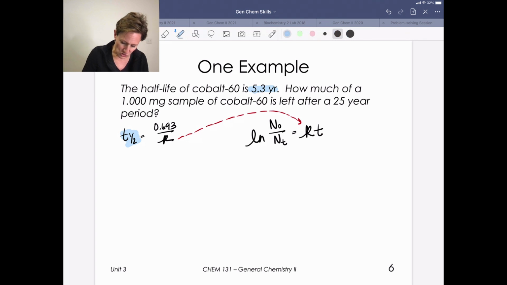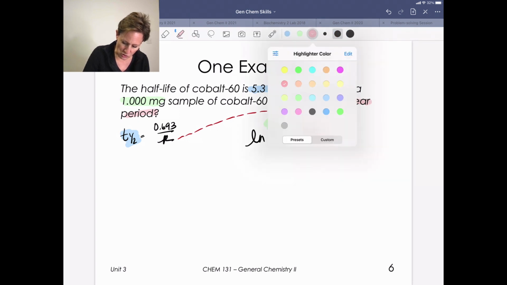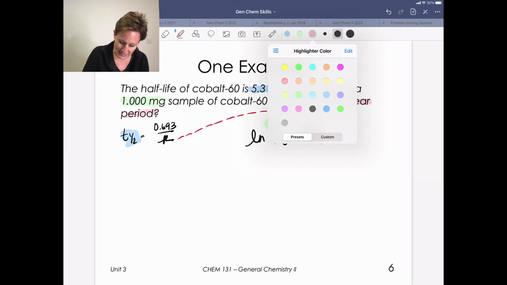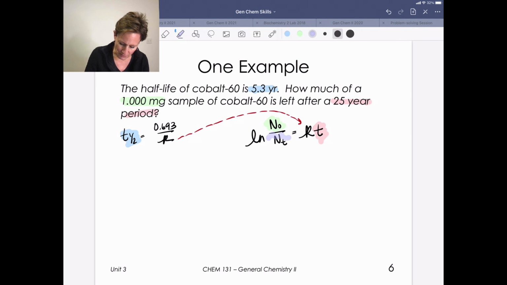So now let's just highlight the pieces of information that we have here. We start with 1 milligram of sample, so that's what we're putting in there. 25 years has passed, so that's going to go in here. And again, the rate constant we're going to get from the half-life. And then what we're interested in solving for is this last piece here, right? We're interested in solving for how much is left after a certain amount of time. Okay, we want to know how much is left.